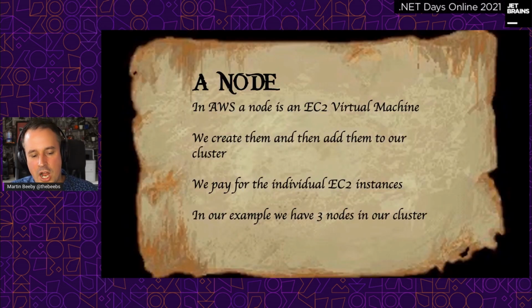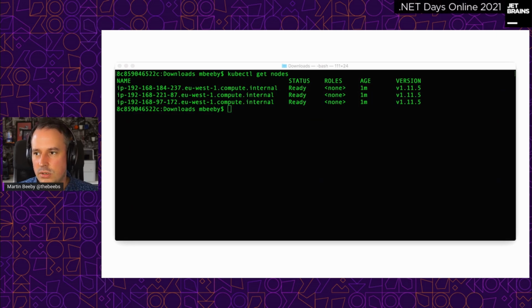Now, I mentioned a node in AWS is an EC2 virtual machine. It's like an instance, a virtual machine. So we create these nodes and we add them to our cluster. If you want to run Linux containers, then you need to have Linux nodes. If you want to run Windows containers, then you need to have Windows nodes as part of your cluster. We pay for each individual EC2 instance. And in this example, we're going to have 3 nodes in our cluster. So I added them as part of the creation. And so now I've got 3 nodes added to my cluster.